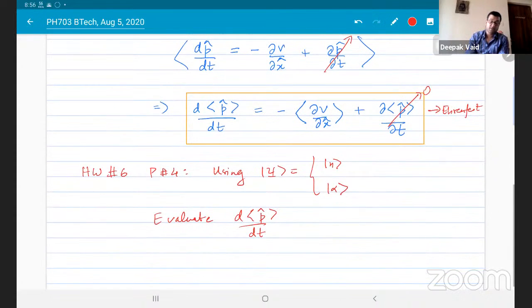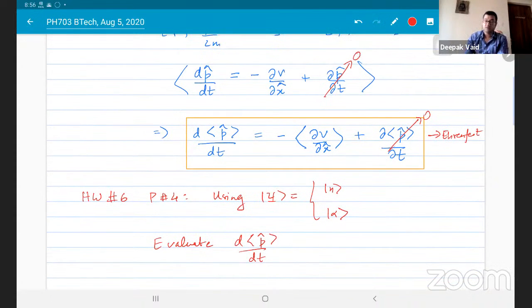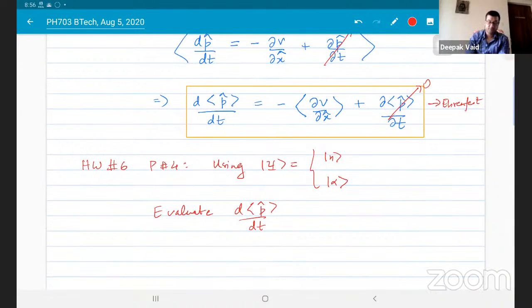And what is the derivative of the potential? The potential is 1/2 k x squared. When you take the derivative, you just get kx. So you just have to calculate the expectation value of minus kx, right? So it's actually very simple.